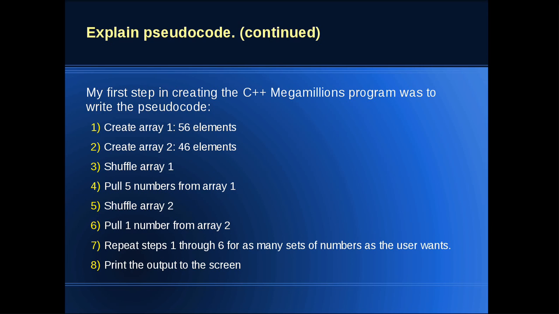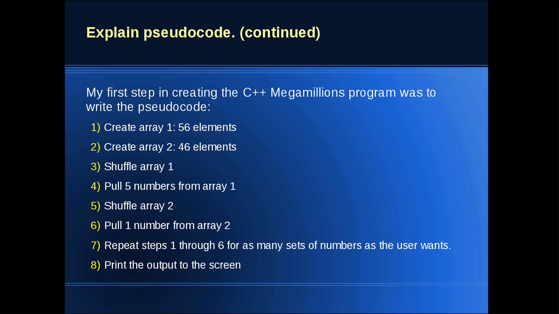Okay, pseudocode continued. The first step I did in writing the C++ Megamillions program was to write out the pseudocode. So my pseudocode had 8 steps in it. The first step was to create an array of 56 elements, then create an array of 46 elements. That first array stores numbers 1 through 5. The last array stores number 6.